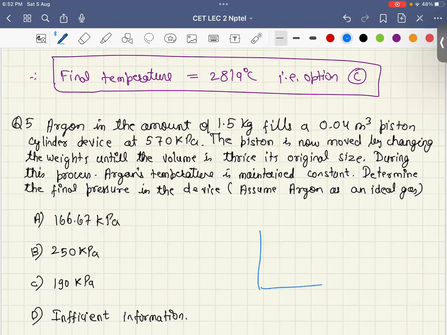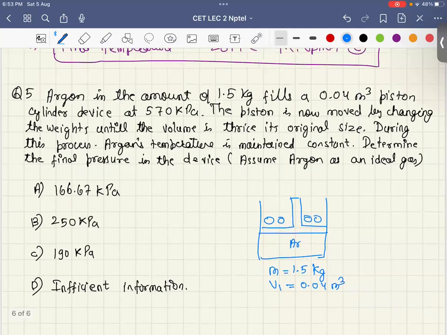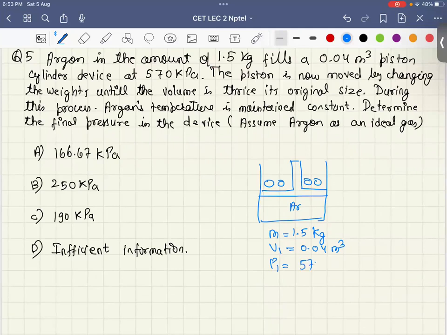For example, we have a piston cylinder arrangement, and certain weights are put in here. This gas is filled with argon, and the mass of argon inside this device is 1.5 kg, the initial volume is 0.04 meter cube, and the initial pressure is given as 570 kPa.